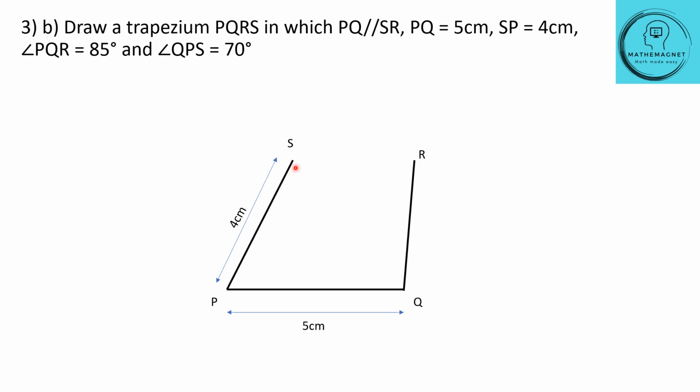So we'll keep the protractor at S and mark an angle of 110 degrees and extend the line enough to touch QR. Once you do that, you will get this. If there is any extension of line that has come extra, you can erase it out. So this is how your trapezium should look at the end.